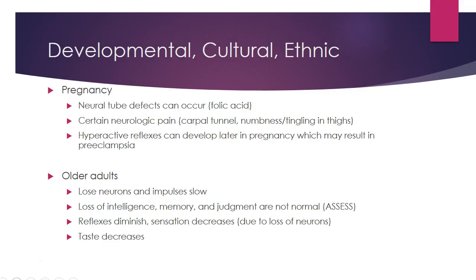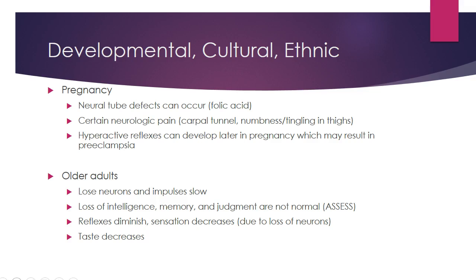In pregnancy, like I said earlier, neural tube defects can occur, which is why folic acid is suggested for women of childbearing age. A pregnant woman can develop certain neurologic pain, such as carpal tunnel, numbness and tingling in their thighs, and they can also develop hyperactive reflexes because their magnesium level drops, and this can result in preeclampsia, which also can lead to seizures.